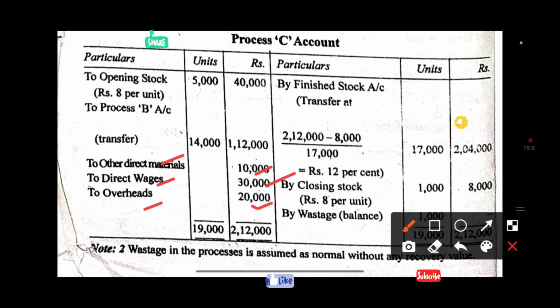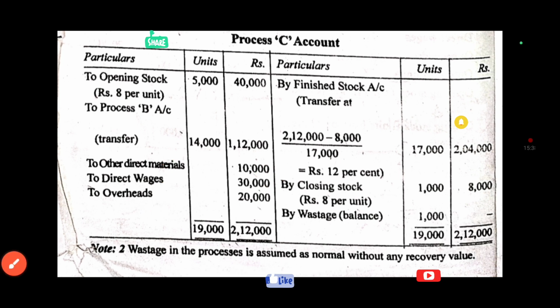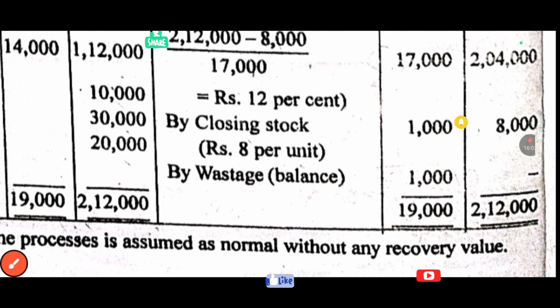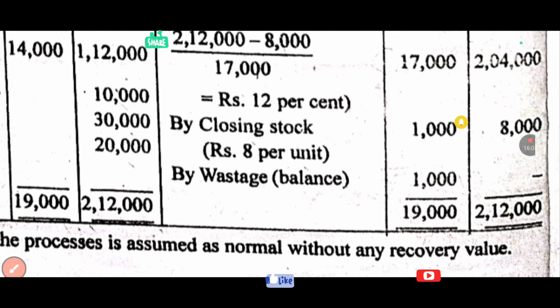Okay. Then we need to sum up the total on debtor side. Okay. Let's come to unit column. 5,000 units plus 14,000 units, you will get 19,000 units. Then sum up all the costs related to debtor side, you will get the total cost is 2,12,000 rupees. The same value is to be entered on creditor side as the total 19,000 units and 2,12,000 rupees.